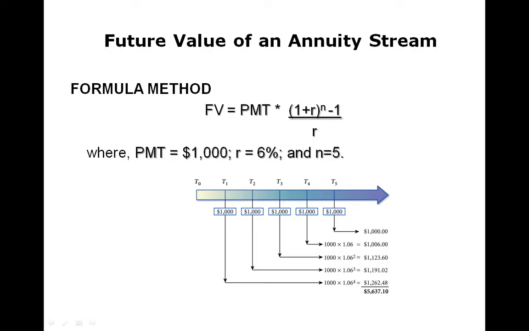Now, from basic algebra, just a quick refresher, I'm sure all of you know: when you have a formula, what you want to do is first calculate the numbers in the parentheses. So in this case, R is 6%, N is 5. You calculate 1 plus R, so this would be 1.06 raised to 5. Then you finish calculating the numerator: you subtract 1 from it. Then you divide it by the denominator R, which is 0.06. Once you have that number, you multiply it by the PMT, which in this case is 1,000. You get the future value, and if you do the calculation, you will get 5,637.1 as shown on this one. Okay.